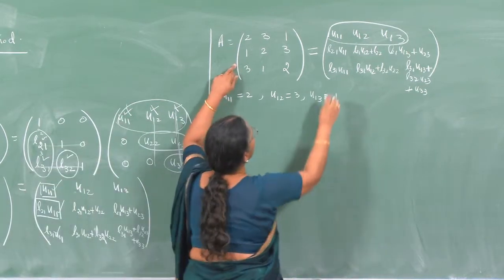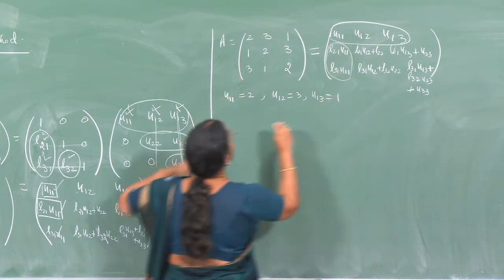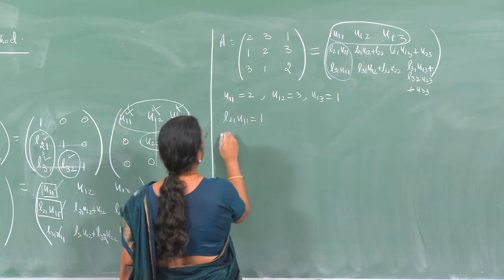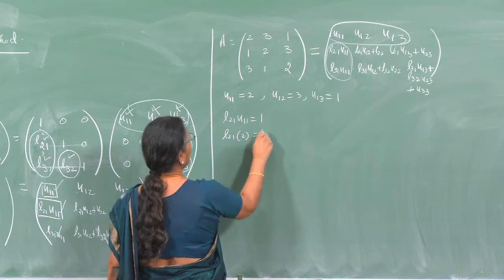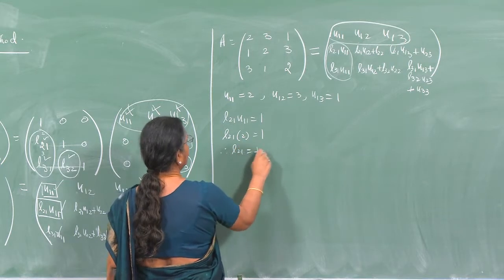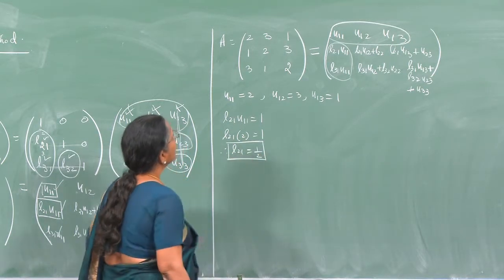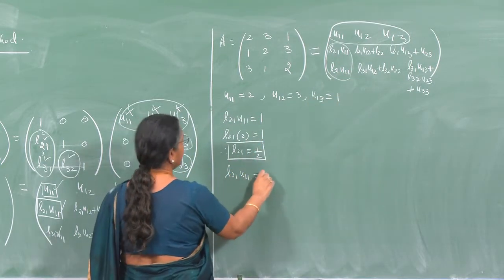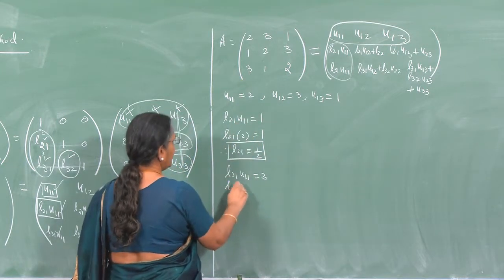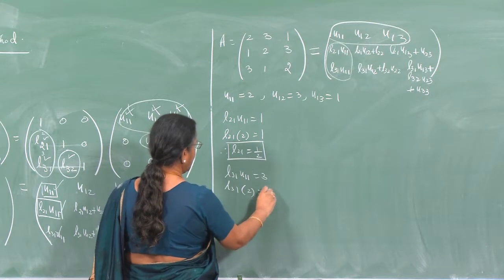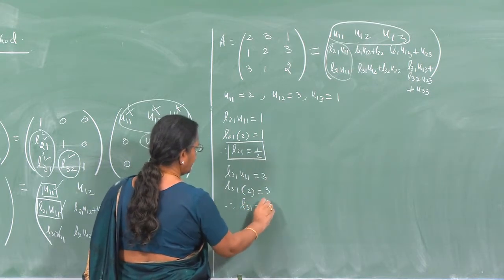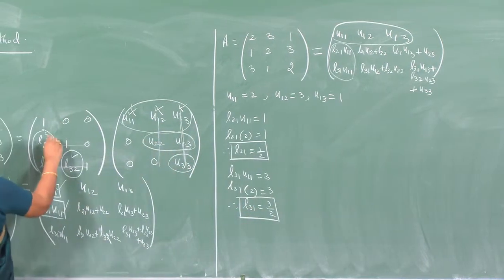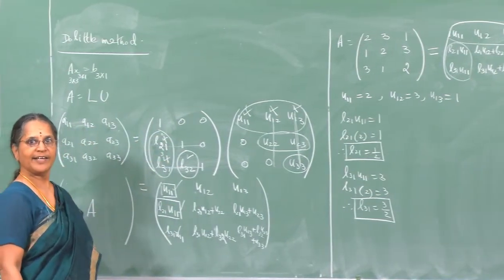Now, I move over to the column here. So, L21 U11 is 1. Therefore, L21 into 2 is 1. So, L21 is half. Then I have L31 into U11 is 3. So, L31 into U11 is 2 and that is 3, and therefore, L31 is 3 by 2. So, we have determined these entries in the first column of the L matrix.